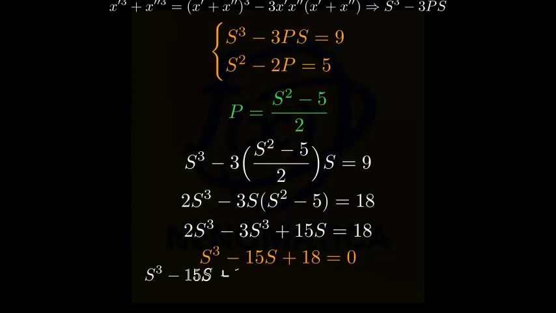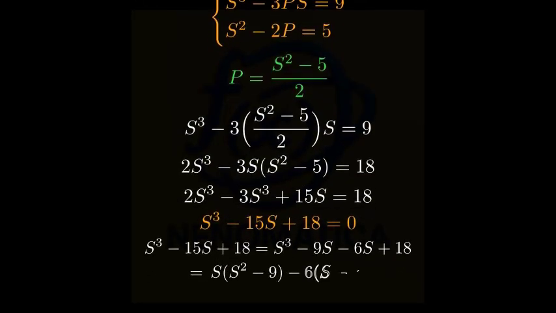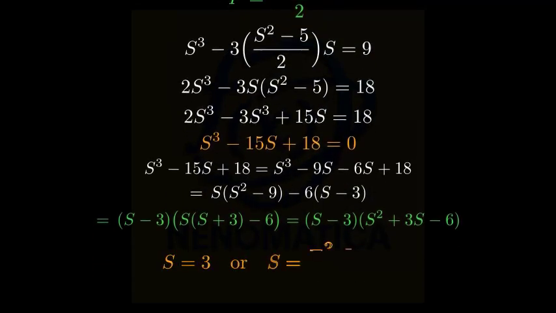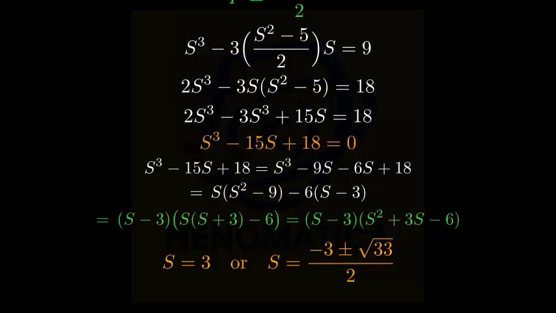Step 5. Factor the cubic S cubed minus 15S plus 18 equals 0 by grouping. Recognize it can be written as S cubed minus 9S minus 6S plus 18. Grouping gives S times (S squared minus 9) minus 6 times (S minus 3), which factors as (S minus 3) times (S squared plus 3S minus 6) equals 0. Step 6. By the zero product property, either S minus 3 equals 0 or S squared plus 3S minus 6 equals 0. Therefore, S equals 3, or S equals negative 3 plus or minus the square root of 33, all over 2.